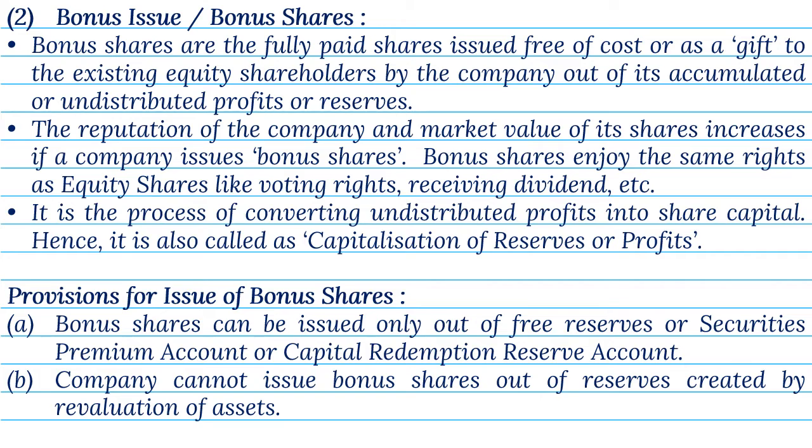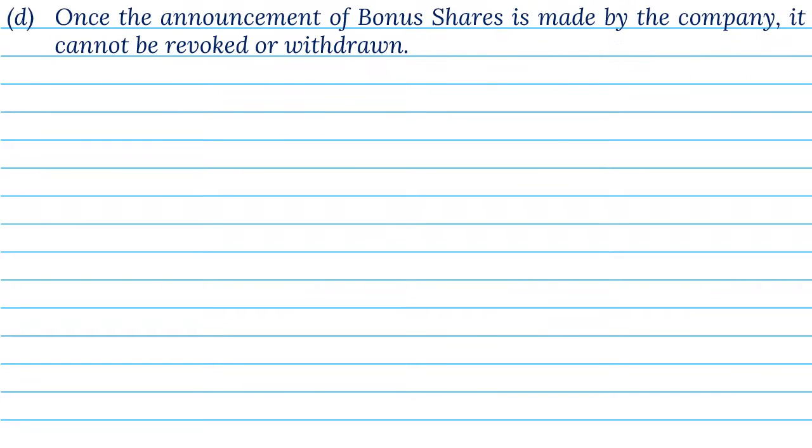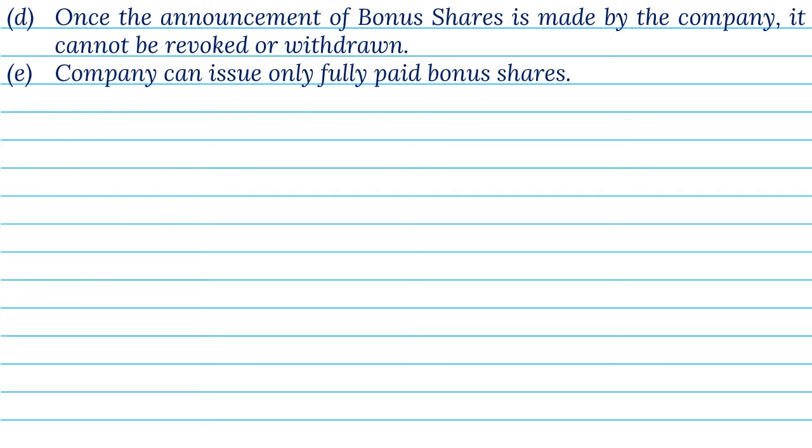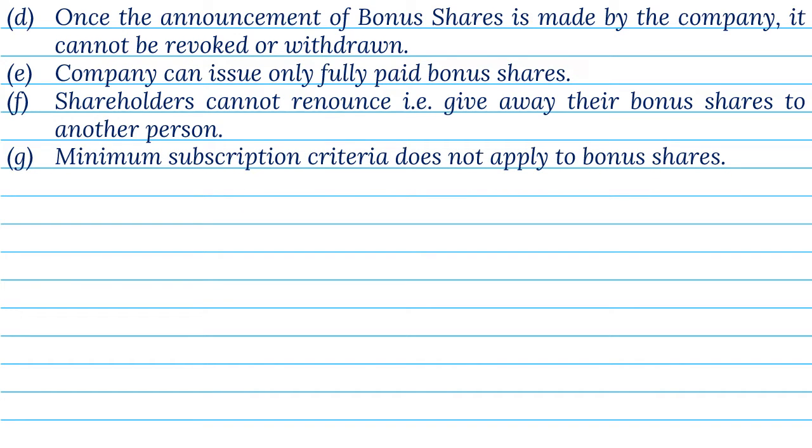B. Company cannot issue bonus shares out of reserves created by revaluation of assets. C. Company cannot issue bonus shares instead of dividend. D. Once the announcement of bonus shares is made by the company, it cannot be revoked or withdrawn. E. Company can issue only fully paid bonus shares. F. Shareholders cannot renounce, that is, give away their bonus shares to another person. G. Minimum subscription criteria does not apply to bonus shares.